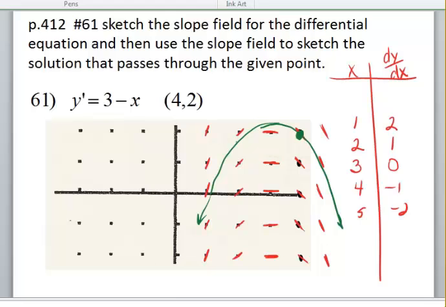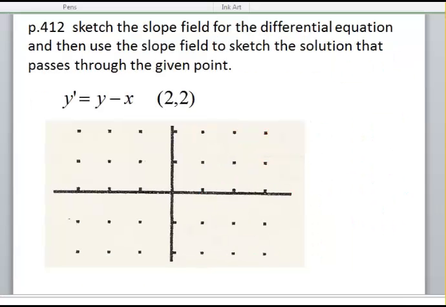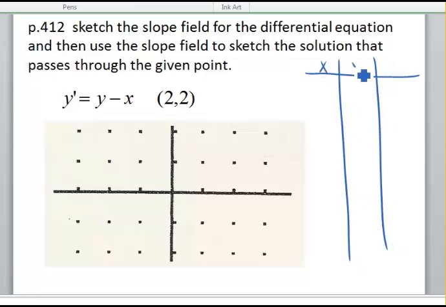I'm going to do another one where I sketch the slope field, and then I'm going to use that slope field to sketch the solution that passes through that given point. Now in this problem, since my derivative, or the slope of that tangent line to the curve, is y minus x, I am going to create a table that has x, y, and dy over dx.